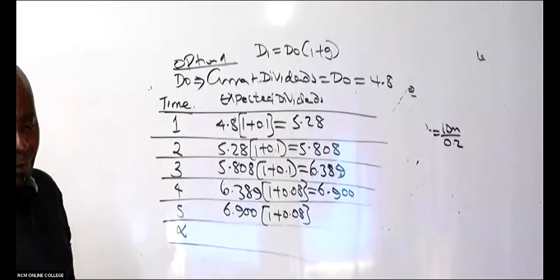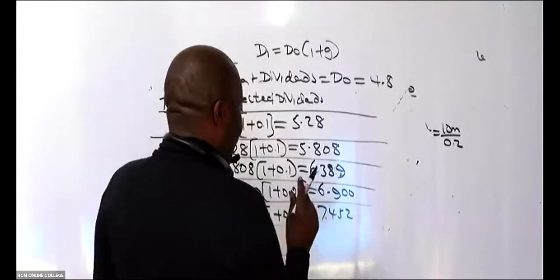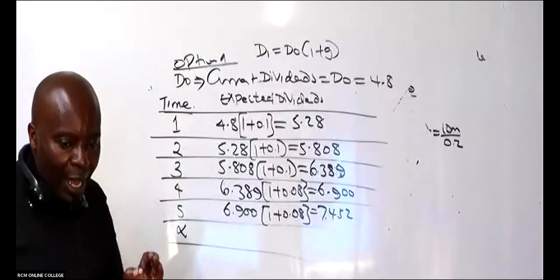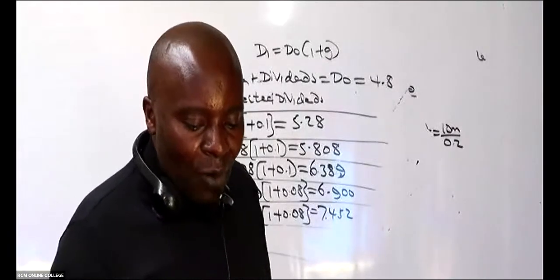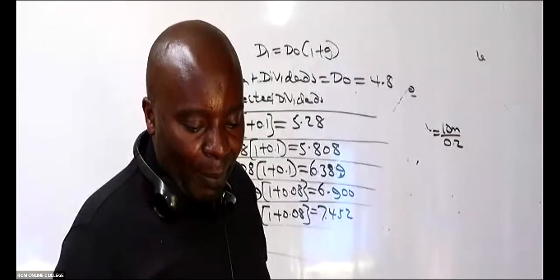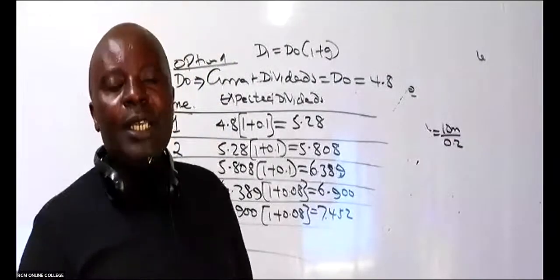So Joanne gives me 74, 52, 74, 52, 74, 52. Ladies and gentlemen, from there now we go to what we are calling infinity, because they have told us thereafter we are going to have a perpetual growth rate, and then stabilize at 6% per annum. Thereafter, up to when? They're not telling us for how many years. So thereafter, it means that we shall enjoy these 6% indefinitely.